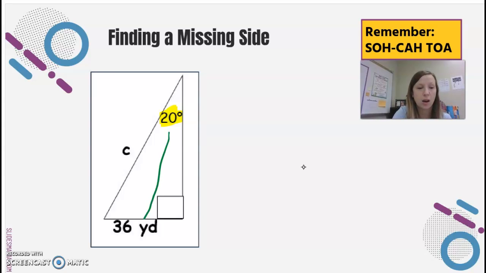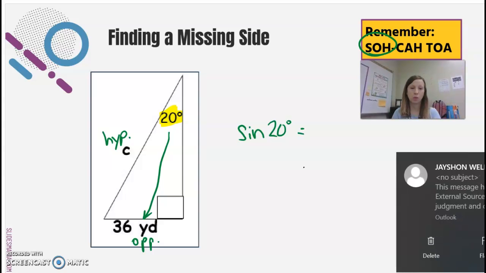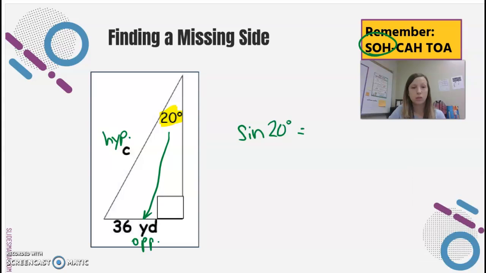We know the side opposite the 20-degree angle. And we also know this side, which is the hypotenuse. Okay, so opposite over hypotenuse, that means we're using sine. So let's write our equation. Sine of whatever your angle is, in this case 20 degrees, equals opposite, which is 36, over hypotenuse, which is c. We do not know the hypotenuse at the moment.